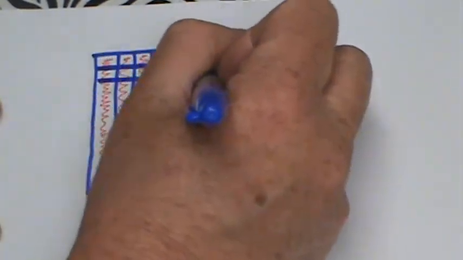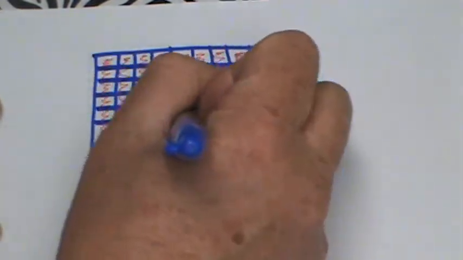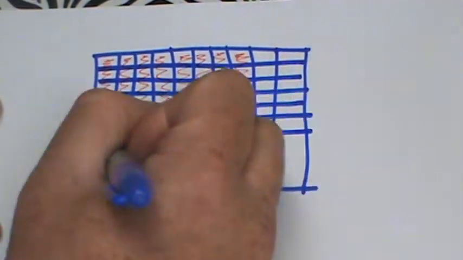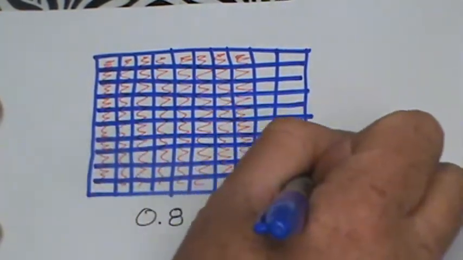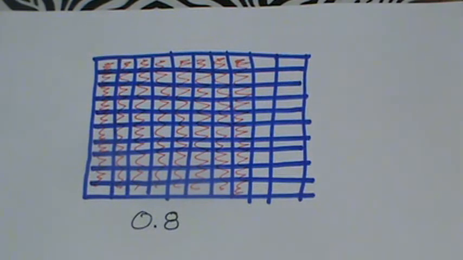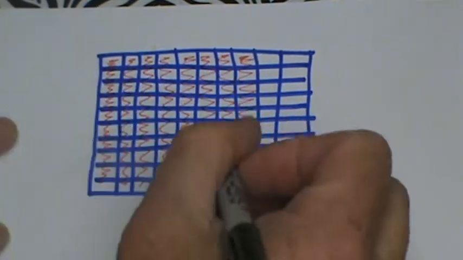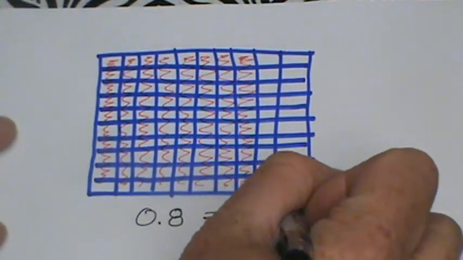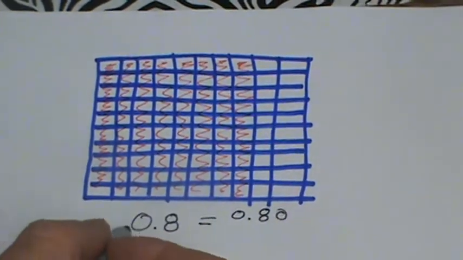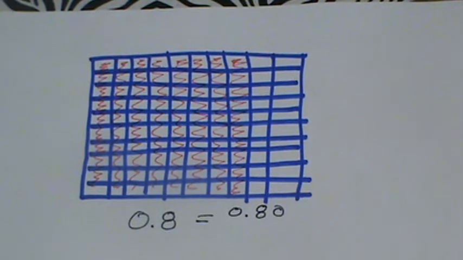1, 2, 3, 4, 5, 6, 7, 8, 9, and 10. But now what do we have? What did we turn this into? Oh my goodness! It looks like it's been turned into what? 80 hundredths. 80 hundredths, 8 tenths. Are they equivalent?